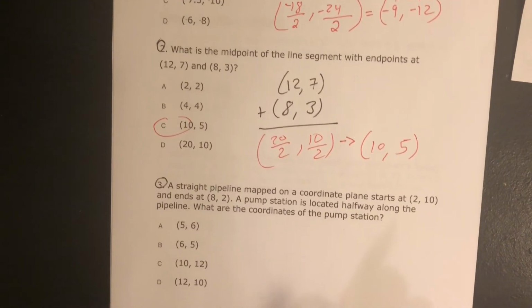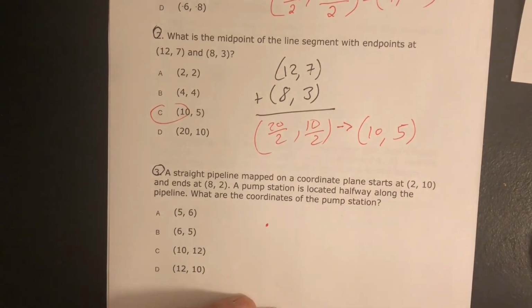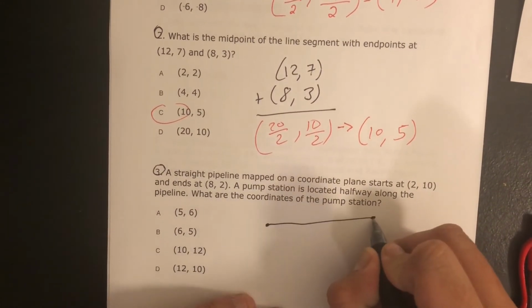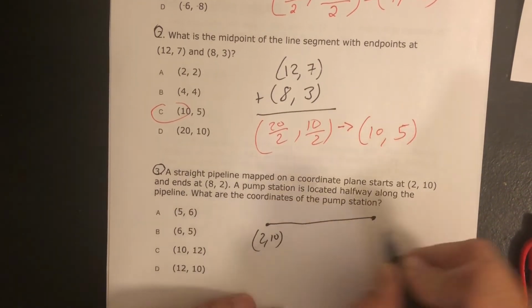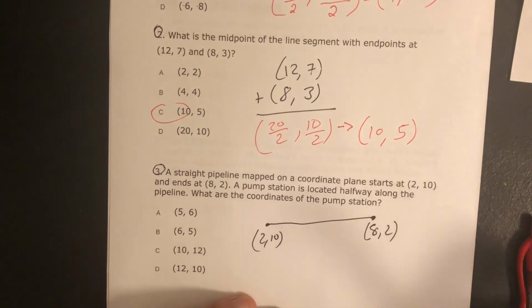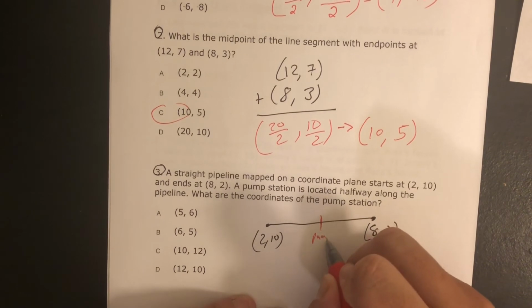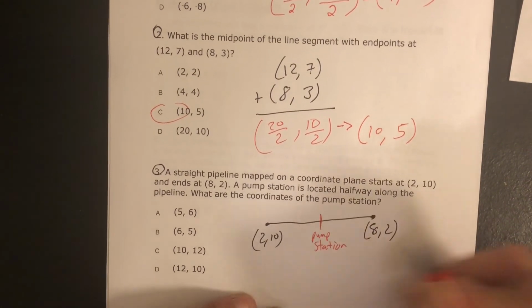Okay, let's move on. Number 3. A straight pipeline mapped on a coordinate plane starts at 2, 10 and ends at A, 2. A pump station is located halfway along the pipeline. What are the coordinates of the pump station? Okay, so here we go. We have this, I should use black. We have this pipeline. It starts at 2, 10 and then it ends at A, 2. And they're telling me that I have this pump station, which is the midpoint. Okay?